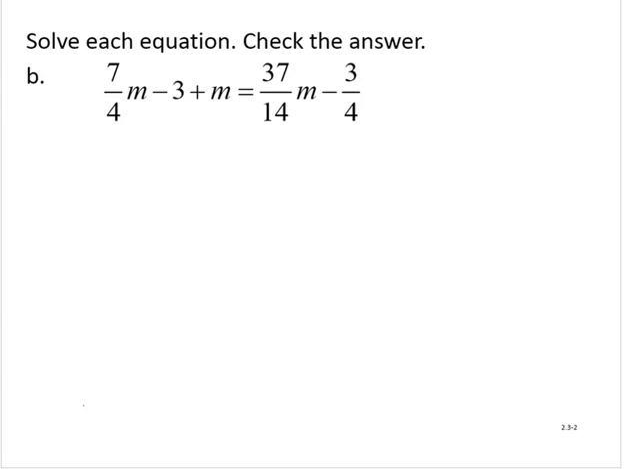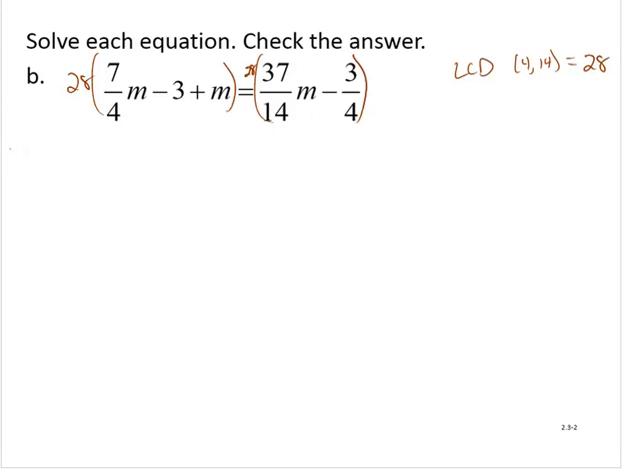7/4 m minus 3 plus m is equal to 37/14 m minus 3/4. Alright, so in this case, the LCD of 4 and 14 is 28. So I'm going to multiply through both sides of this equation by 28.